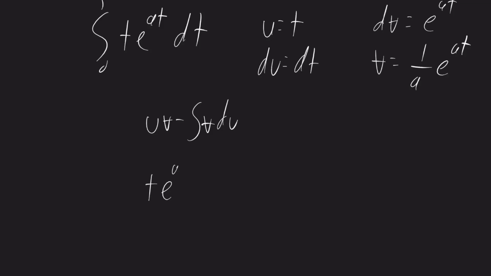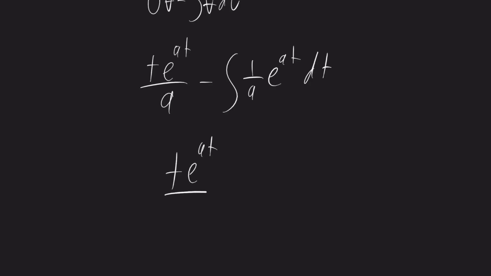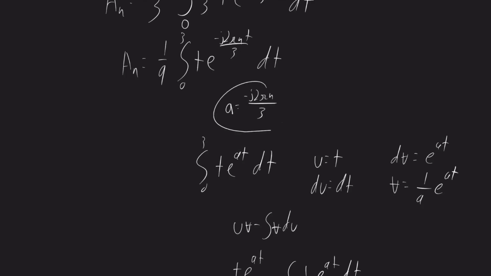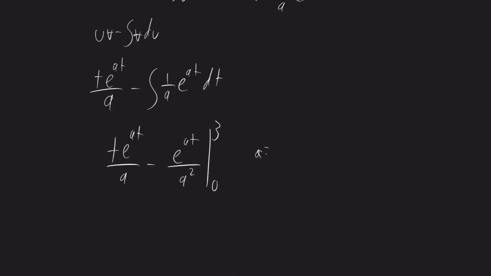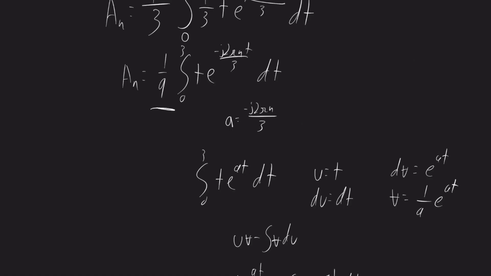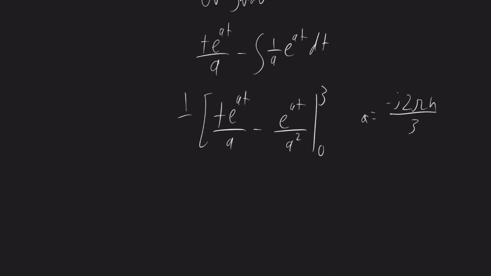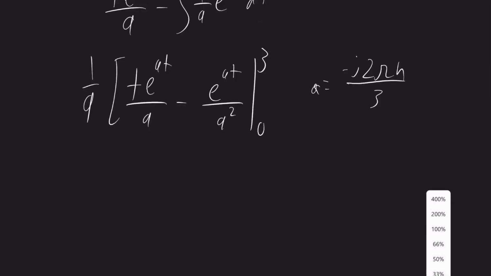So it'll be t e to the at over a minus the integral of 1 over a e to the at. So it'll be t e to the at over a minus e to the at over a squared, with bounds between 0 and 3. And we said a was negative j 2 pi n over 3. Now we can just take that 1/9 that we had before, multiply it out front, and I can plug in these bounds.